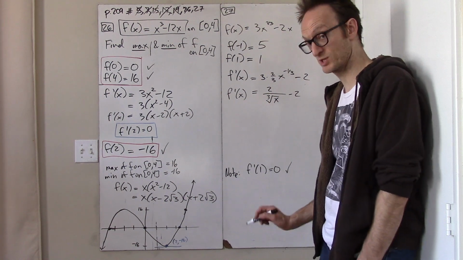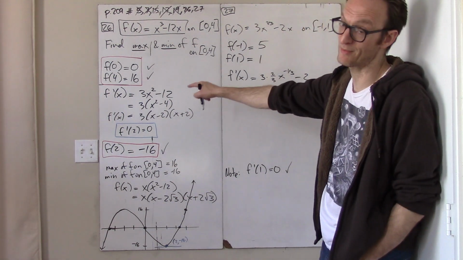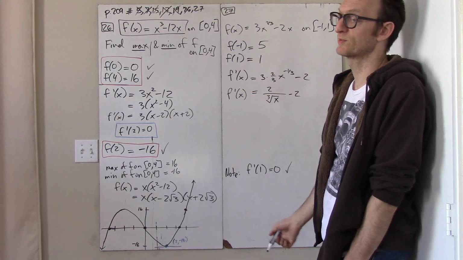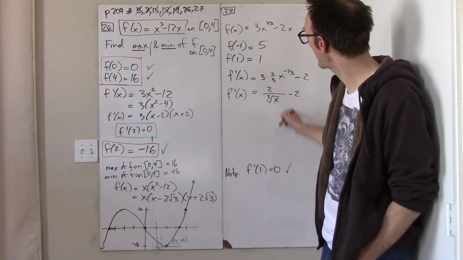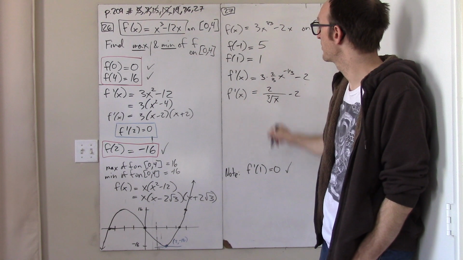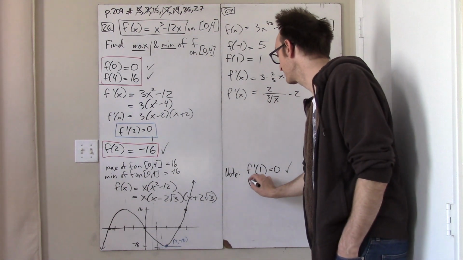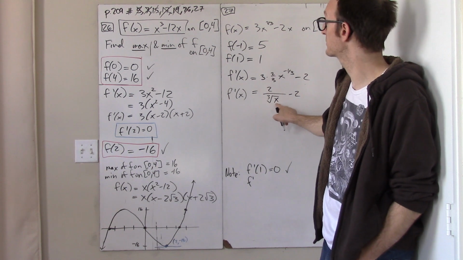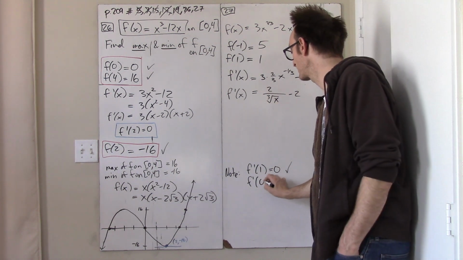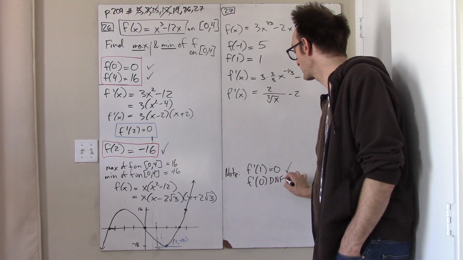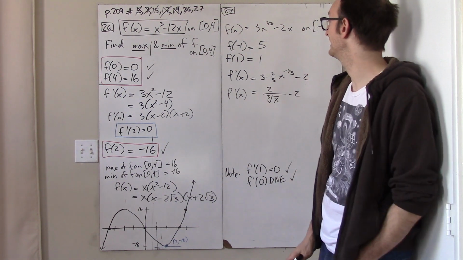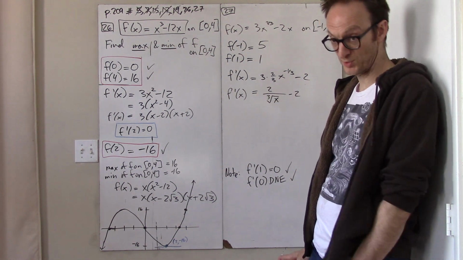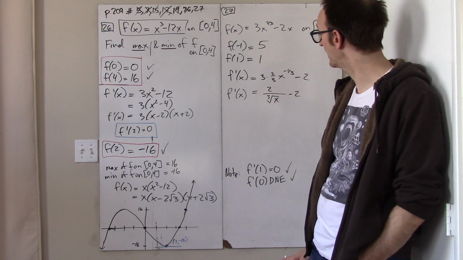But what's important to recognize, unlike the previous problem, which was just a polynomial, so you didn't have to worry about this, is that in this problem, you do have to worry about the derivative not existing. In particular, the derivative does not exist when x is 0. If you try to plug in 0 into this derivative, you get undefined. So f prime of 0 does not exist. And so those are both critical numbers. Those are both numbers that we need to check.